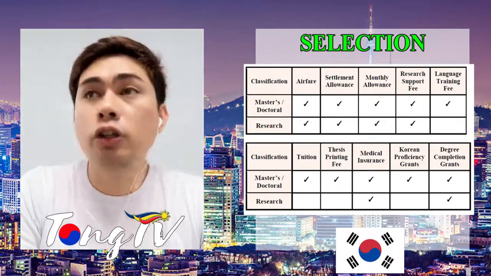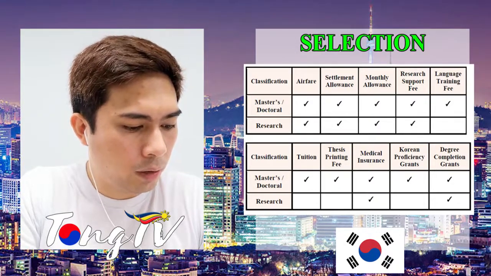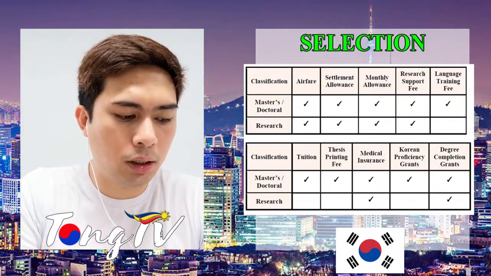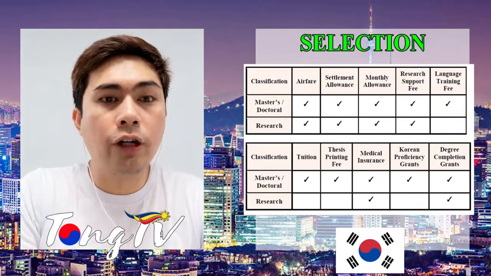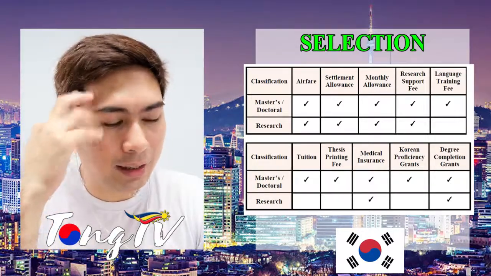So the third one is monthly allowance. For the monthly allowance, for the degree program, you will have 1 million per month. 1 million Korean won. Don't be confused with the digits.